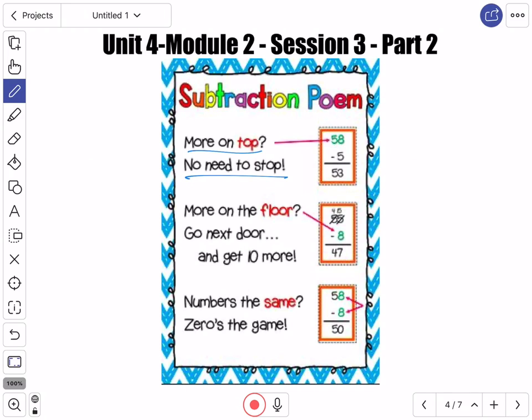Again, more on the top, no need to stop. Just go ahead and start subtracting. 8 minus 5 equals 3. And then my 5 minus nothing is 5. So my answer was 53 for this one.